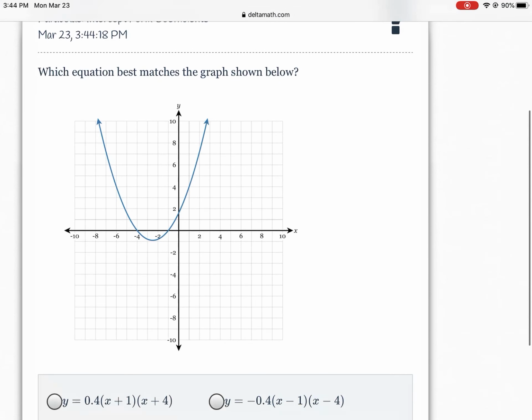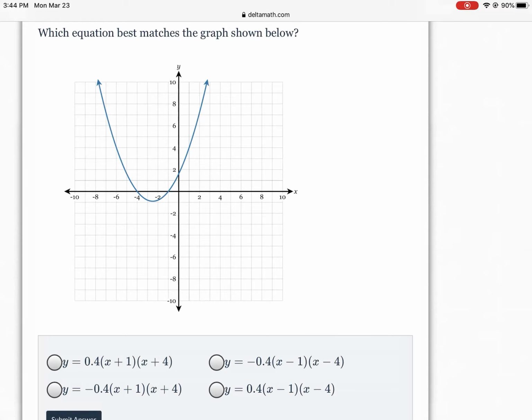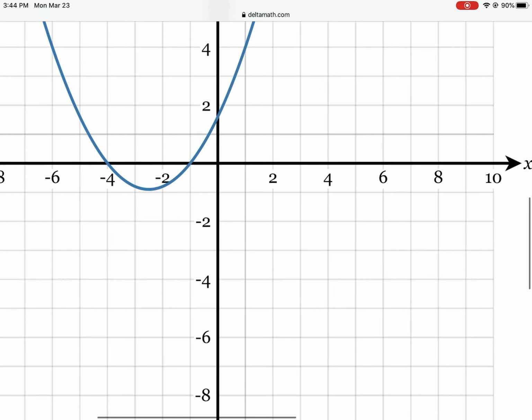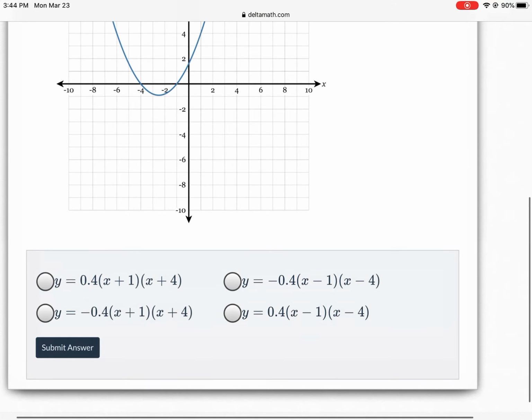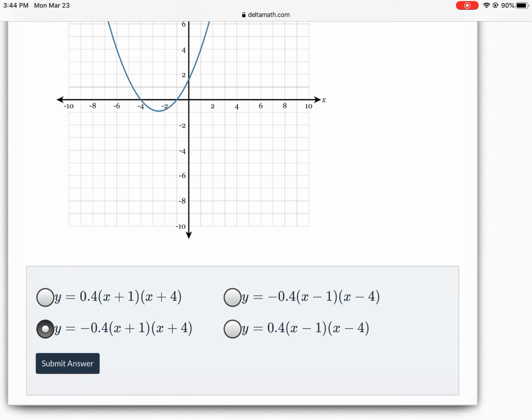Okay. Parabola is upwards, we should not have a negative sign, and my two roots, or my intercepts, are -4 and -1, so I should have a +4 and a +1 on the inside. So it's one of these two, and since my parabola is opening upwards, I should have the positive version.